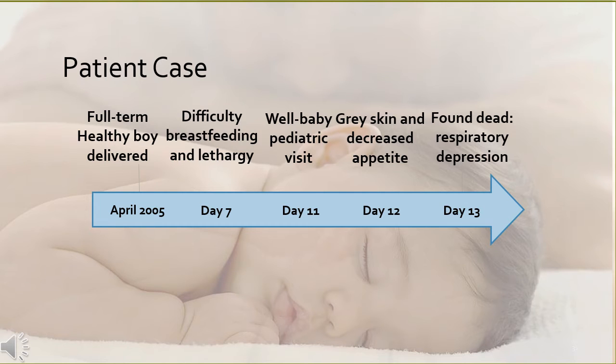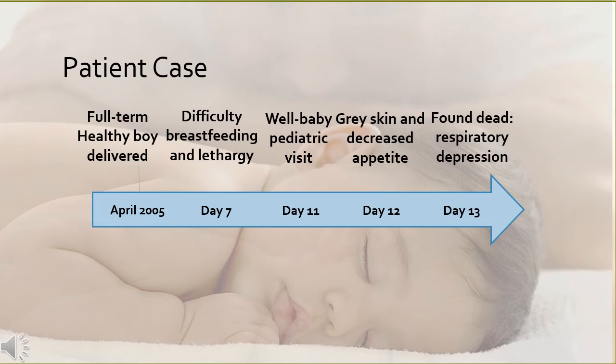I want to go through a quick patient case to demonstrate how pharmacogenomics can be used in practice. A 38-week-old male was delivered with no issues. After 1 week of life, the baby was still having difficulty breastfeeding, along with presenting with increased lethargy.